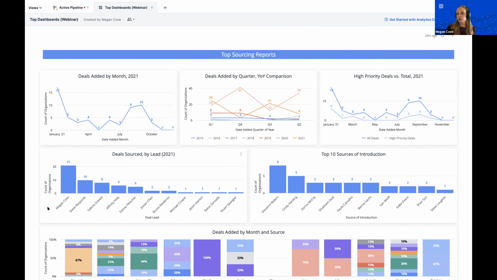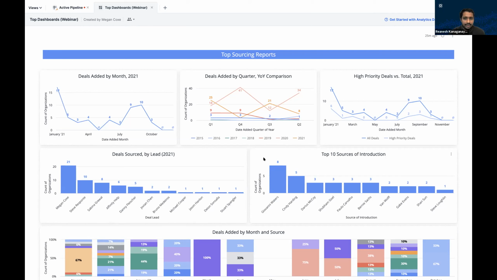One potential solution or answer there could be who he knows. So in the chart on the right, top 10 sources of introduction, this uses one of Affinity's proprietary columns, source of introduction, to show where we might be getting those deals from. In this case, Giovanni Waters, a very valuable relationship for us, and we want to make sure we're taking care of that relationship.